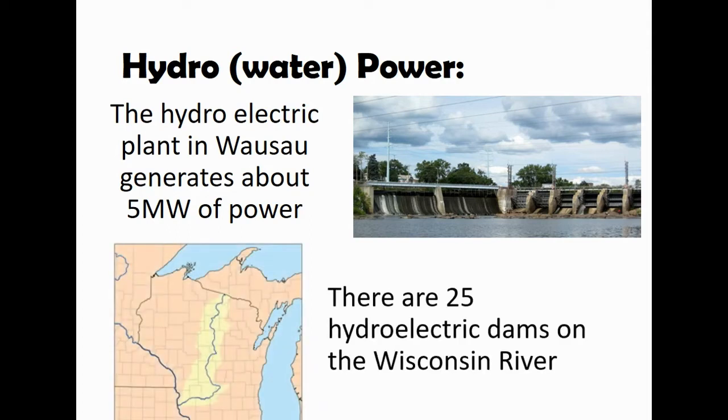There are 25 hydroelectric dams on the Wisconsin River, making it one of the most productive rivers in the country.